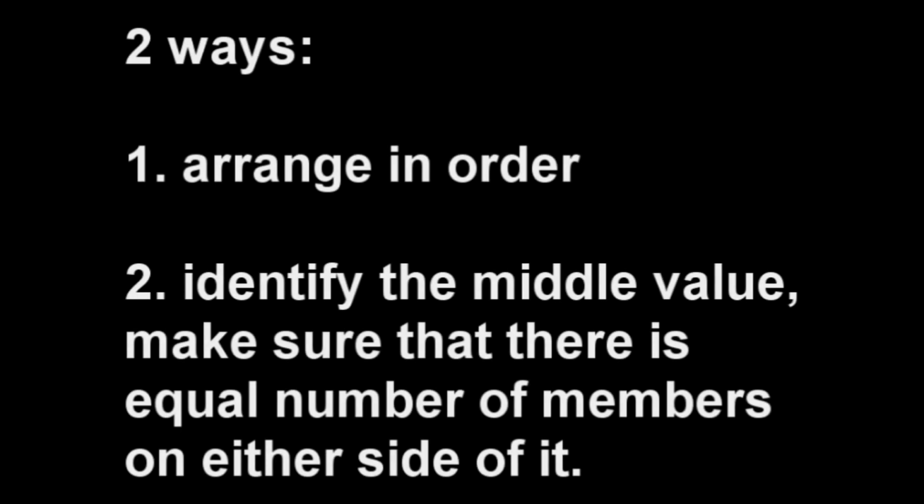To find the median of a dataset, first you need to make sure that all the numbers are in order, and then you can identify the member that is exactly in the middle by making sure that there is an equal number of members on either side of it. Okay, so far so good.